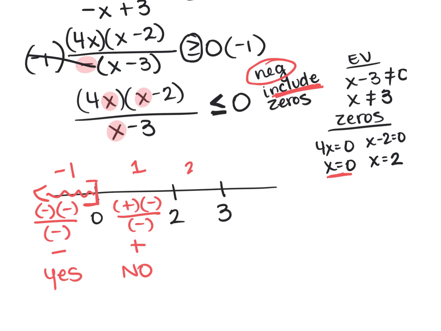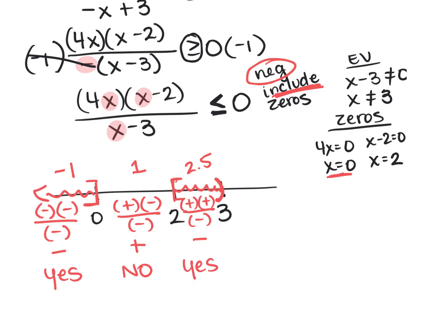Between 2 and 3, I'm going to use 2.5. So 4 times 2.5 is positive. 2.5 minus 2 is still positive. And then 2.5 minus 3 is negative. So a positive divided by a negative is negative. So this section is included in our solution set. Now, regardless of what's going on, 3 cannot be included because it's an excluded value. 2, however, is a 0, so it is included.